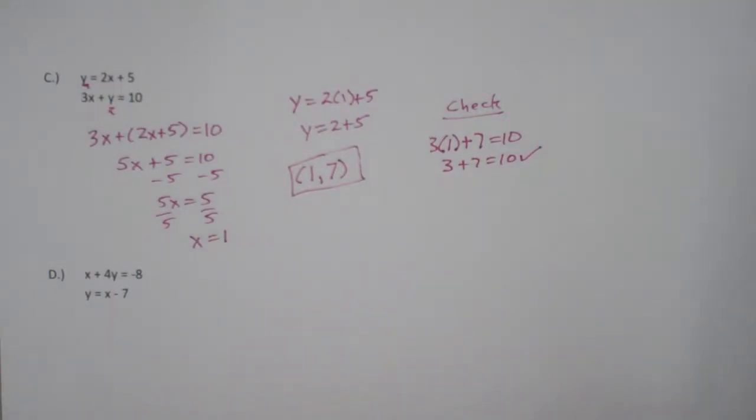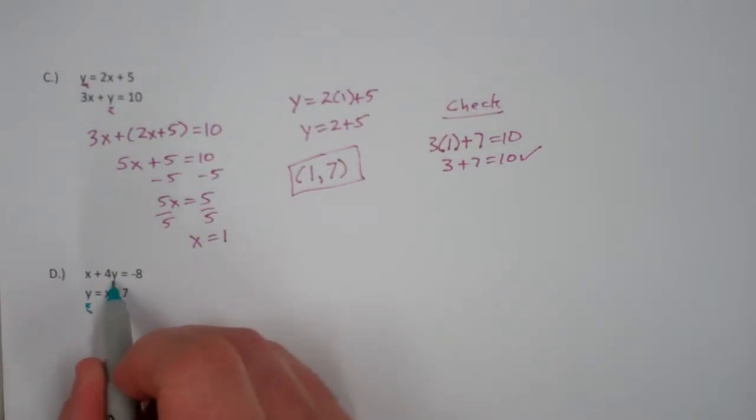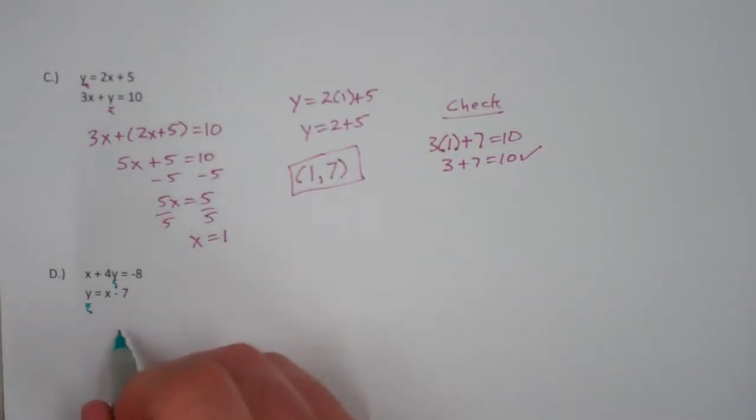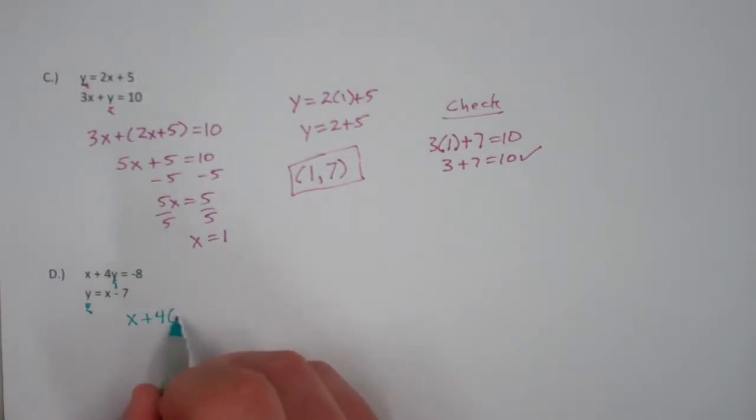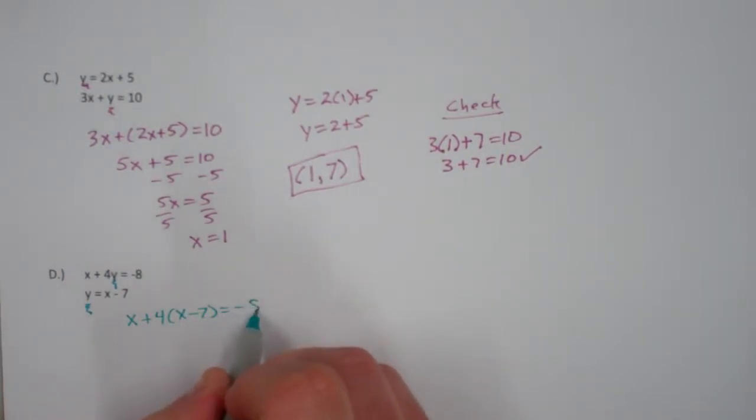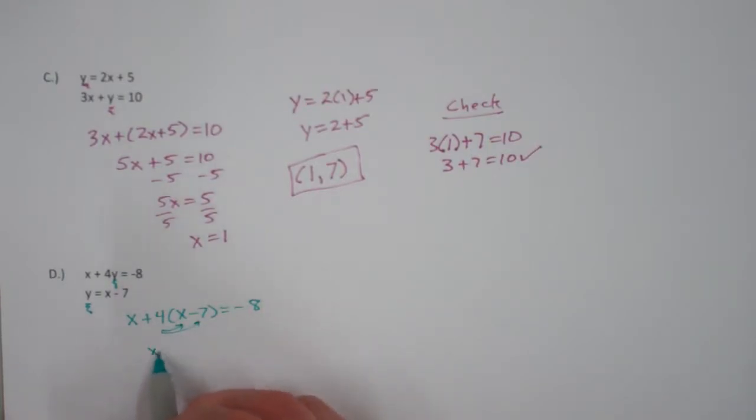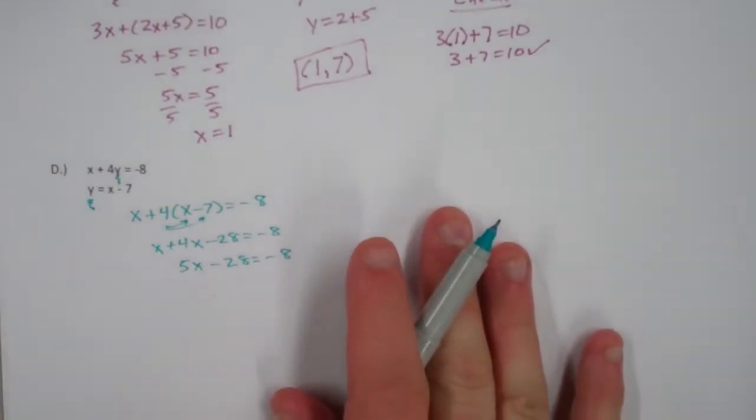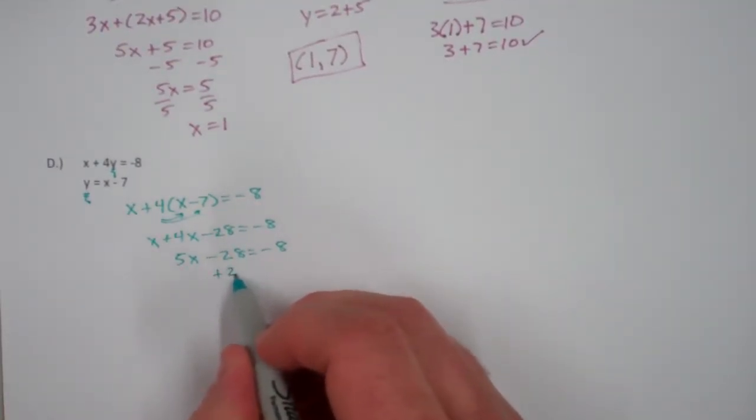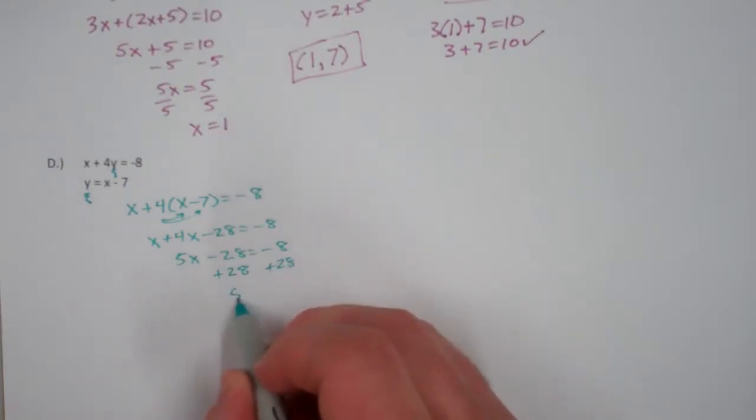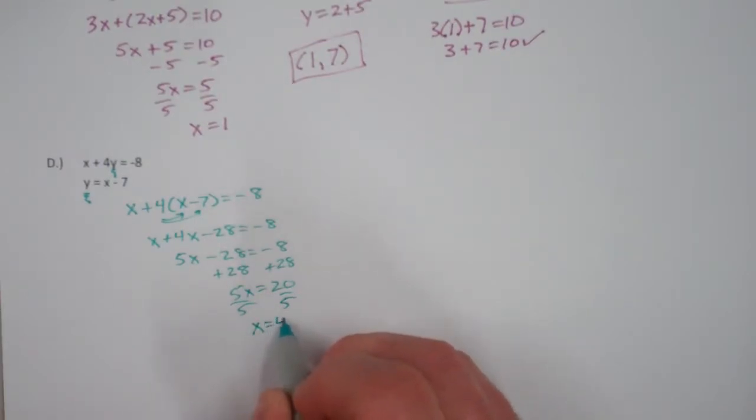Okay, let's try another one here. In this case, this y is solved for, so we're going to take this y out and replace it with x minus 7. So we've got x plus 4 times x minus 7 is equal to negative 8. We'll use the distributive property here, 4x minus 28. Combine like terms, and we move this up a little bit. There we go. We'll add 28 to each side. 5x is equal to 20, divide by 5, and x is 4.